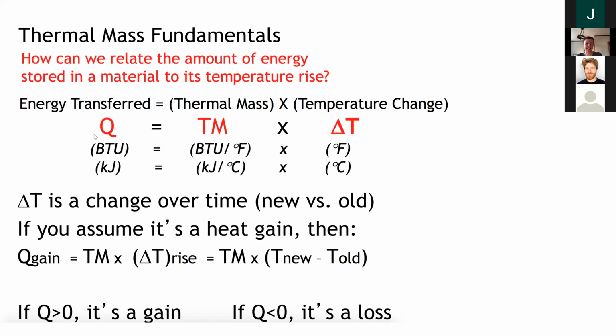This equation is saying that energy transferred equals the thermal mass multiplied by the temperature change. That energy transferred could be in BTUs or kilojoules. Thermal mass is in BTU per degree Fahrenheit or kilojoules per degree Celsius, and then the temperature change in either degrees Fahrenheit or degrees Celsius.